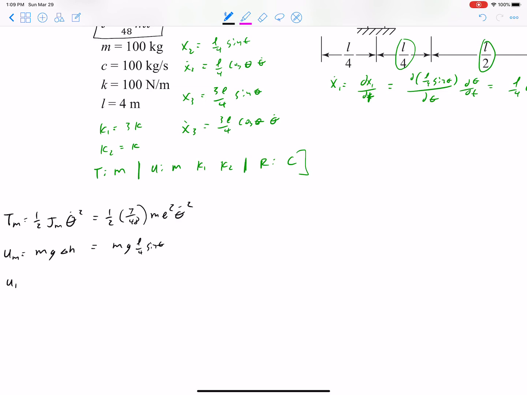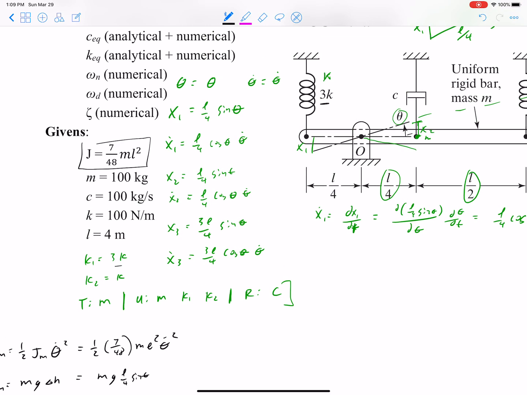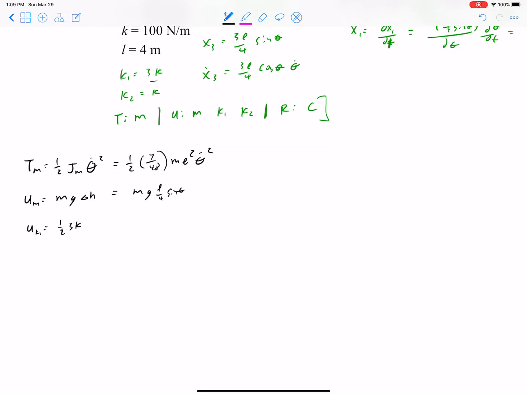Let's now look at the potential energy of K1. Okay, that's going to be 1/2 times 3K, because K1 is 3K, and let's check our work. Yep, okay, that's good. 3K times x1 squared. So it's 1/2 times 3K times L over 4 sine theta squared, which is equal to 1/2 times 3KL squared over 16 sine squared theta, okay?